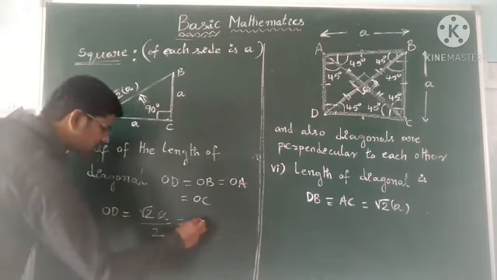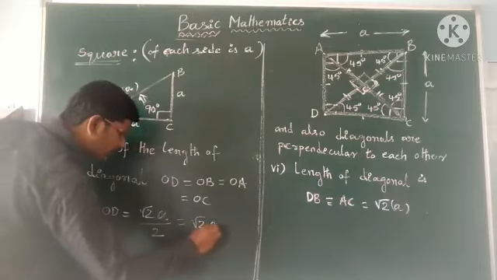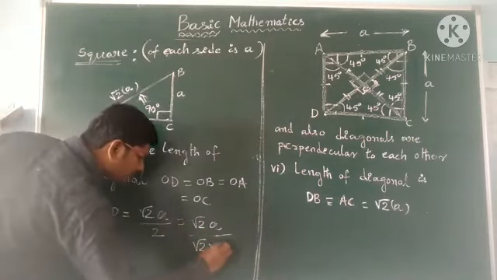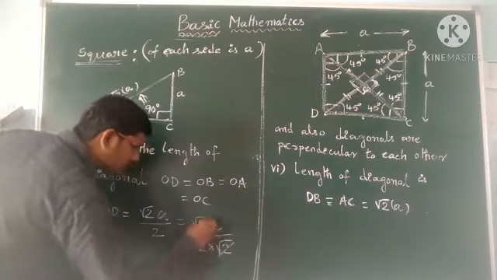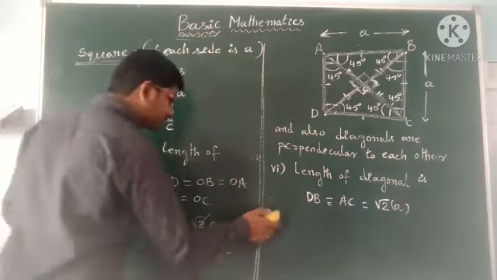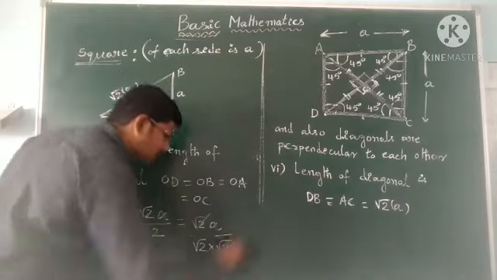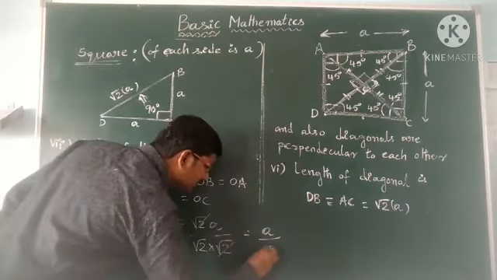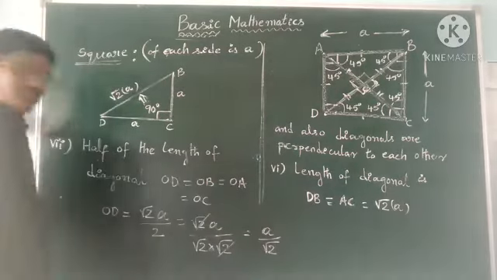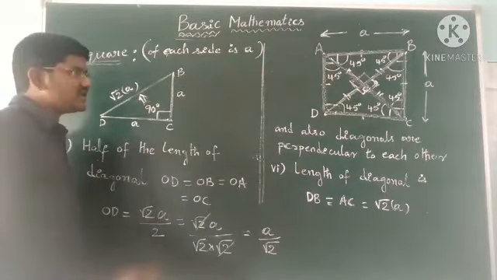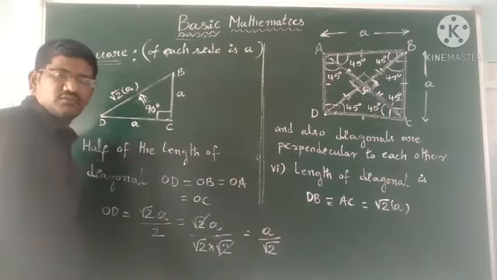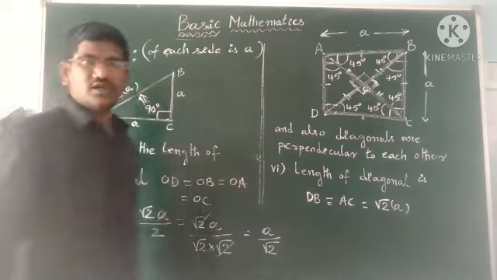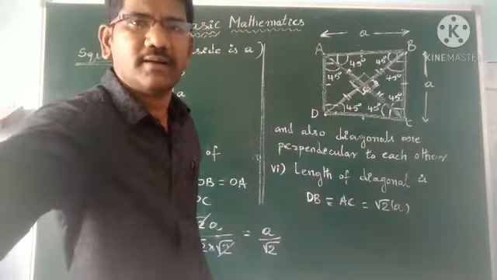So this I'll write root 2 into A by 2. I am writing root 2 into root 2, root 2 gets cancelled. So then half of the length of the diagonal I will get A by root 2. Okay students, these are the properties which are given in the square. Okay, so now we can go for a rectangle.